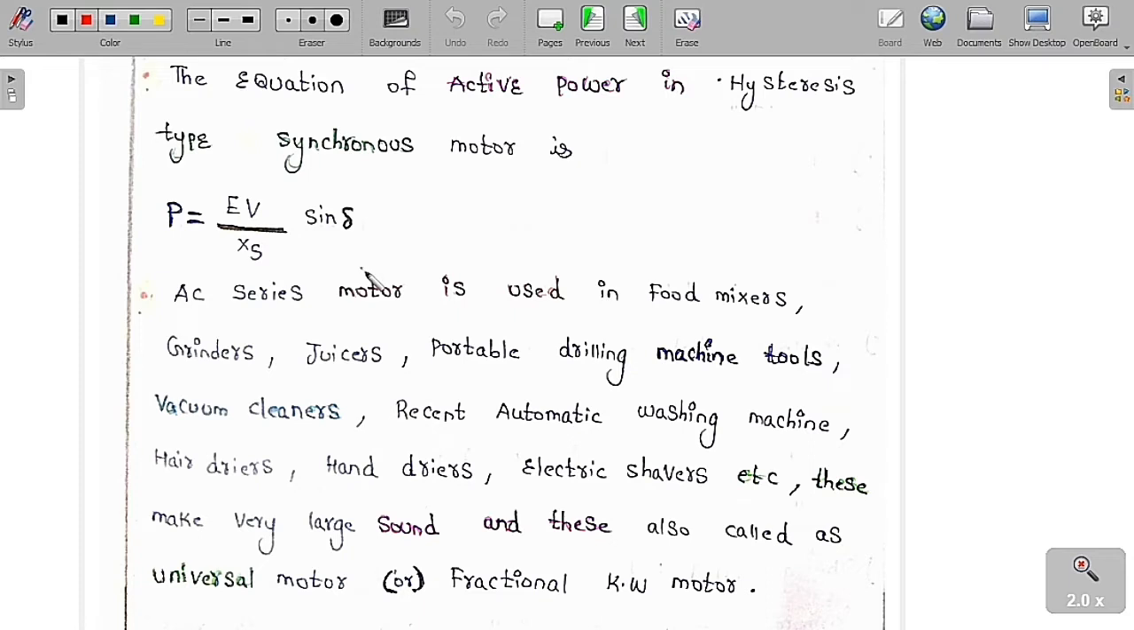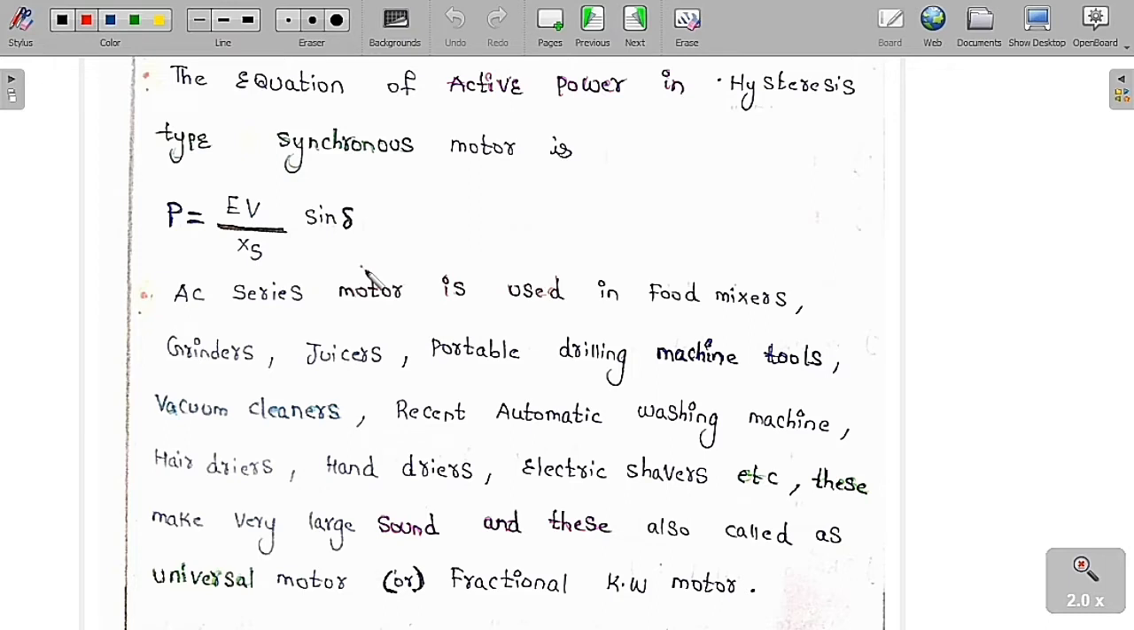I have already told you single phase synchronous motors are of two types. One is called the reluctance type synchronous motor and the other is called the hysteresis type synchronous motor. The active power equation in the reluctance type single phase synchronous motor is P is equal to EV by XD into sin delta plus V square by 2 into (1 by XQ minus 1 by XD) into sin 2 delta.